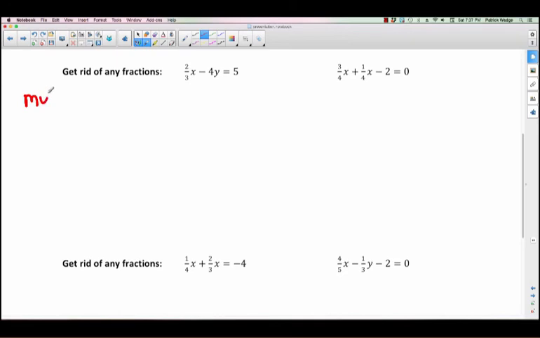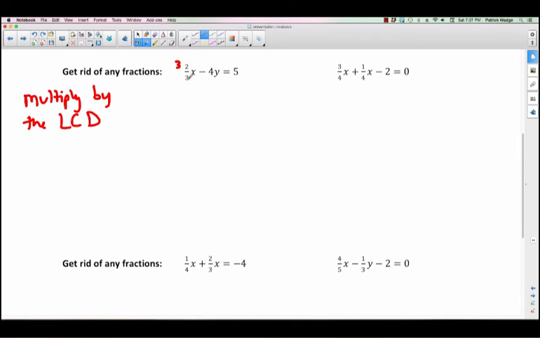What you're going to do is multiply by the LCD. Remember what LCD is? Lowest common denominator. Write it out if you don't know it, but I think most of you do. So for example, in this question, all I want to do is get rid of the fraction. The only denominator I see here is the 3. So what I'm going to do is multiply by 3.